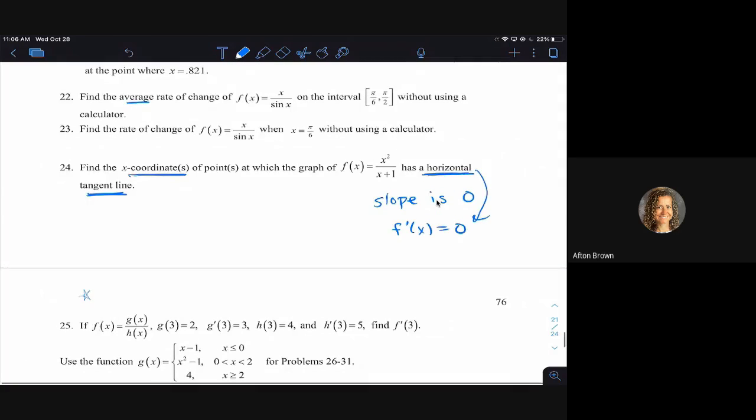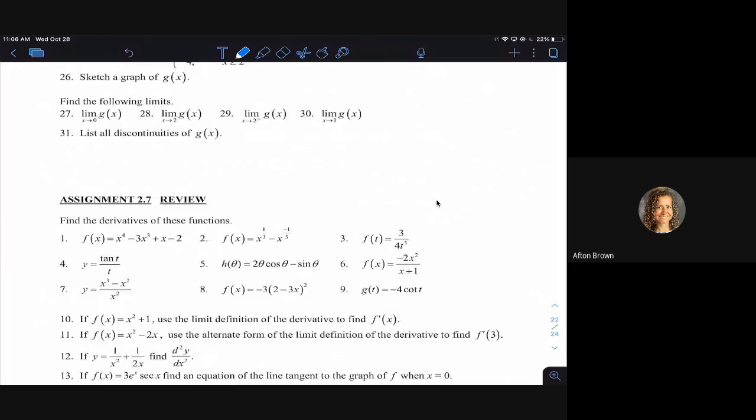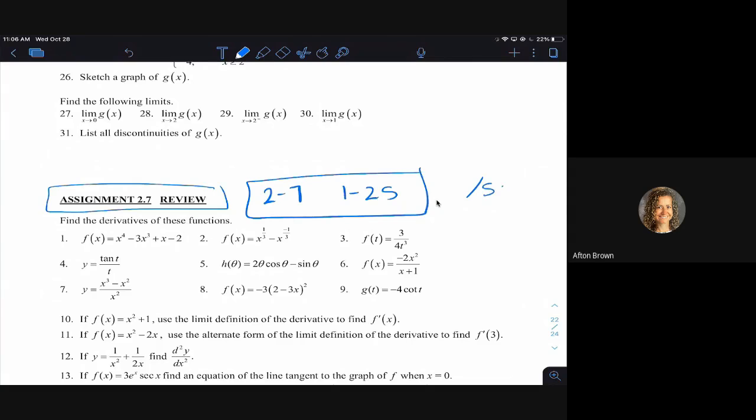Okay. All right. So today your assignment, we don't have any new notes. Today your assignment is just your 2-7. But I do want to talk about one thing first, but just while we're here. So your assignment 2-7, you're going to do problems 1 through 25. So this is scored out of 50.